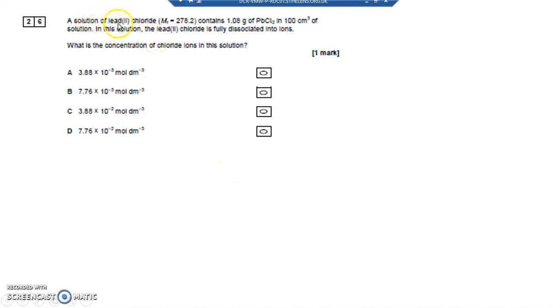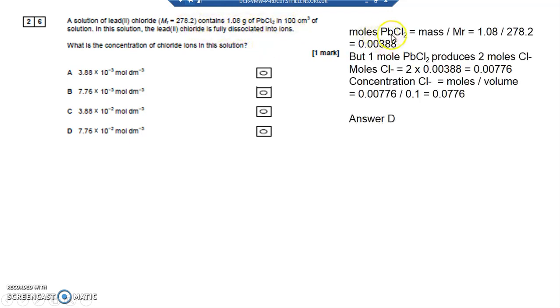Question 26. A solution of lead chloride, Mr 278.2, contains 1.08 grams of PbCl2. So why would they give me a mass and an Mr only to work out the number of moles of PbCl2? So without reading any further, let's do that now. Moles of PbCl2, moles is mass divided by Mr, 1.08 divided by 278.2.